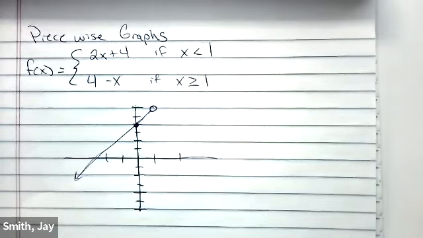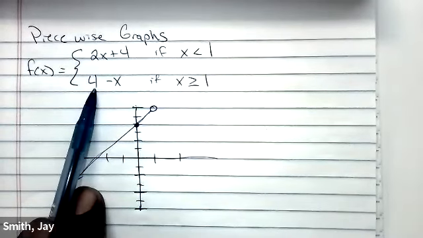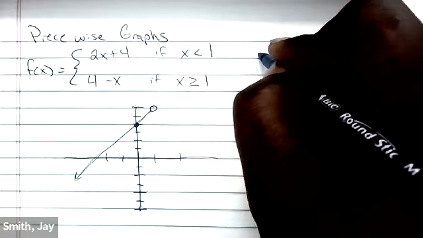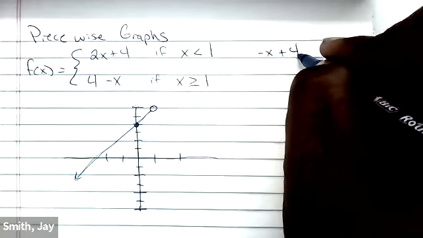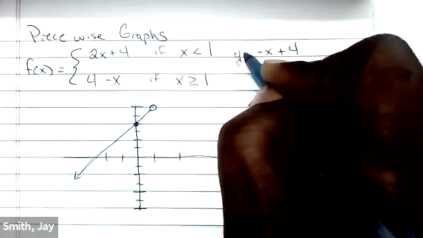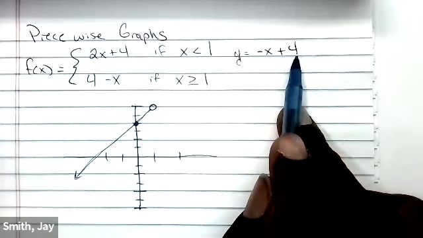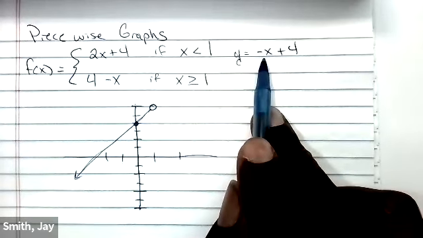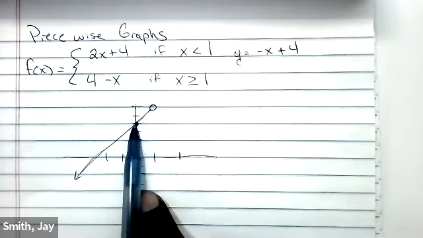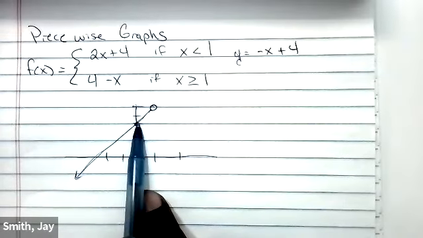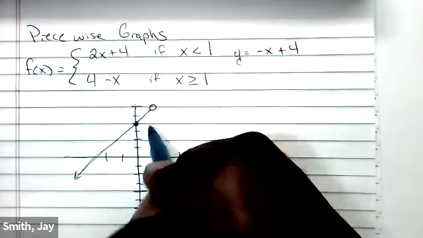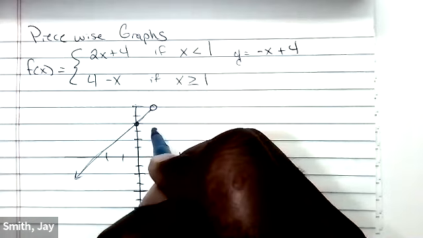And for 4 minus x, we can rewrite this as negative x plus 4. Why one might want to do this: because now we can see the positive 4 is my y-intercept. My slope is negative 1, or negative 1 over 1. So I can start at positive 4, and to go from one point on my line to the next, I go down 1 and to the right 1.